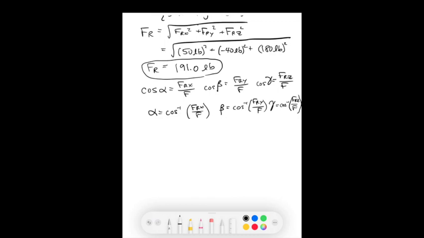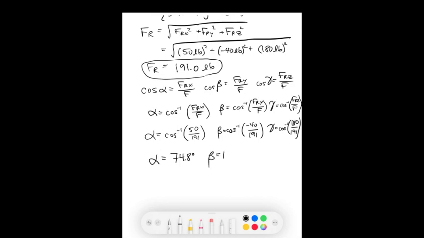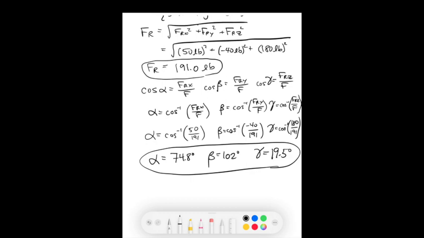Plug in our values. Alpha is equal to the inverse cosine of 50 over 191. Beta is equal to the inverse cosine of minus 40. Don't forget that minus sign. And gamma is equal to the inverse cosine of 180. We solve, we find that alpha is equal to 74.8 degrees, beta is equal to 102 degrees, gamma is equal to 19.5 degrees, and that's what we're looking for. So that's it for the third example.